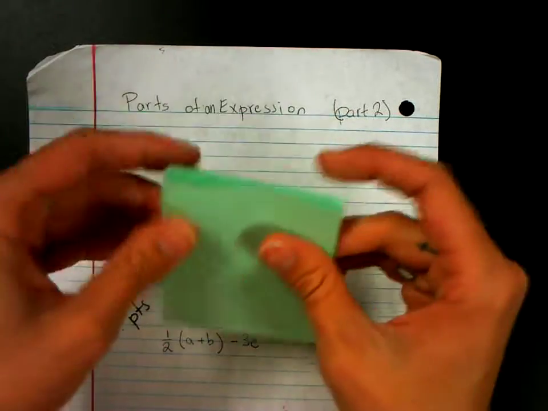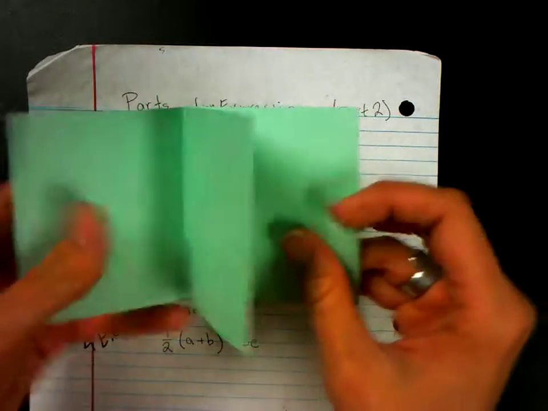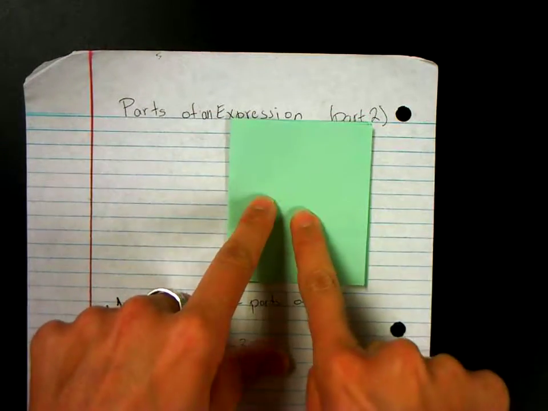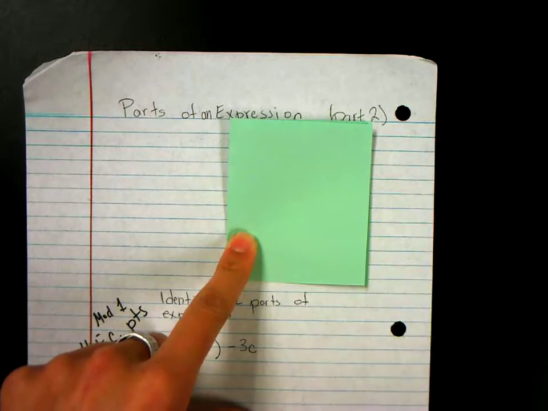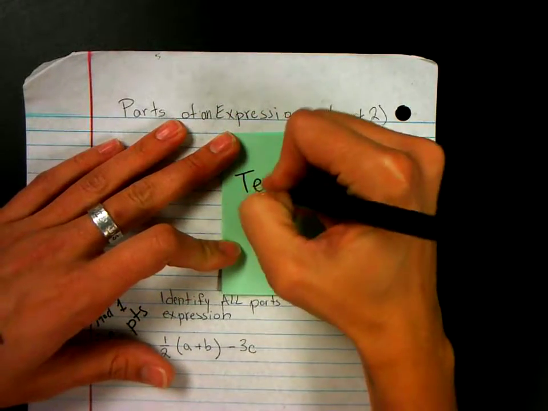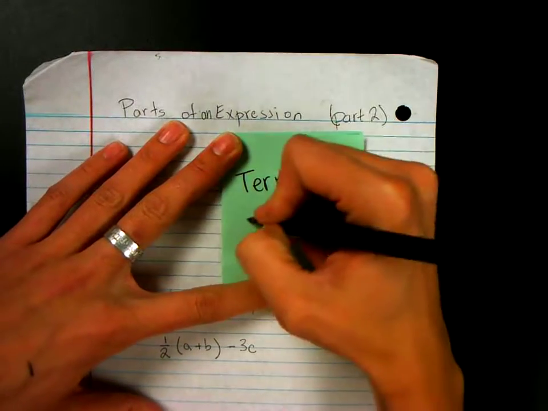All right. This is our foldable. When we put down the paper, we actually want it to look like a tent. And this is the back end. We're going to fold it all the way down, and we're going to write on the front. What we're going to write on this one is the terms of the expression. This is our last vocabulary term. Terms of an expression.